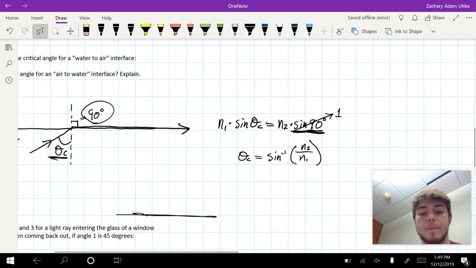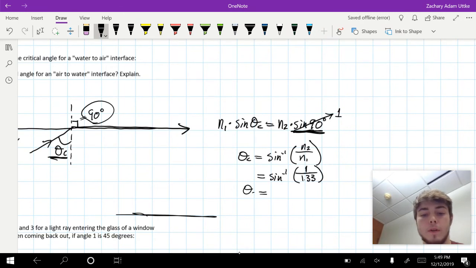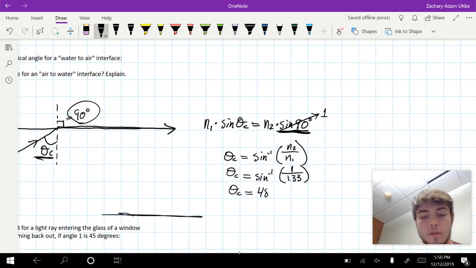Okay? So let's plug this in. Sine inverse of n2, so where we end up is in air, divided by n1, which is where we came from. Okay? So the calculator tells us 1 divided by 1.33 and sine inverse of that value. So we get 48.8 degrees.